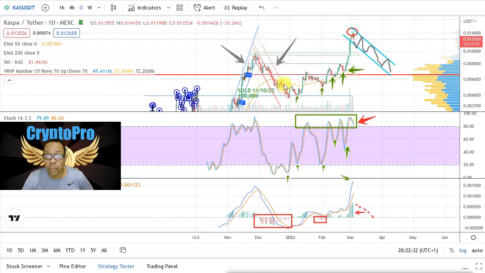So we might get a repeat of this action over here where we get a good healthy correction. And we need that. We need a healthy correction and then consolidation. And we want to end up where we have a new channel that builds off of a new base. And as long as we are building some strong new bases, it's still looking bullish.